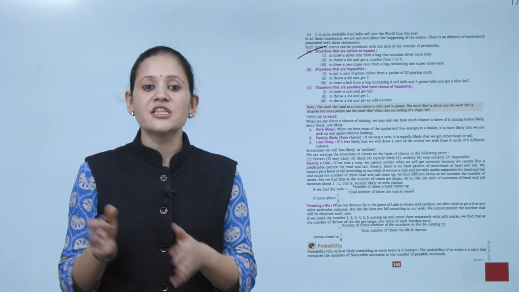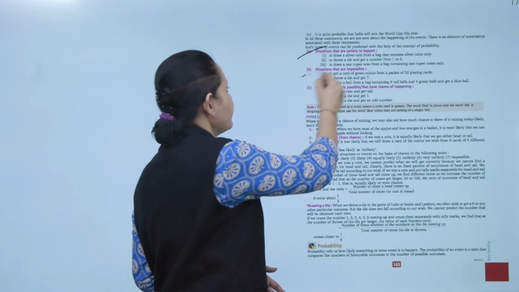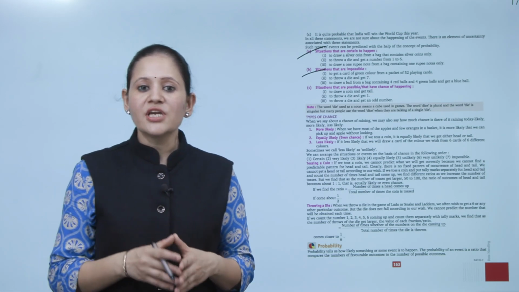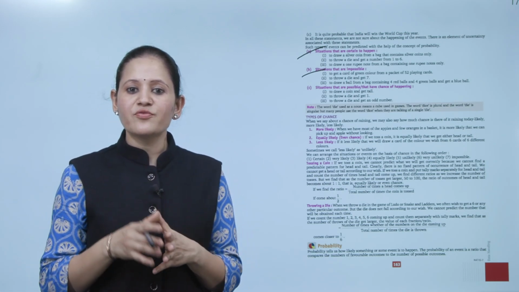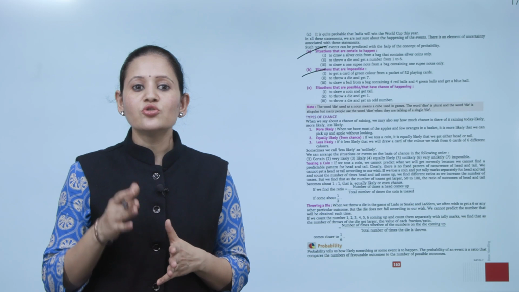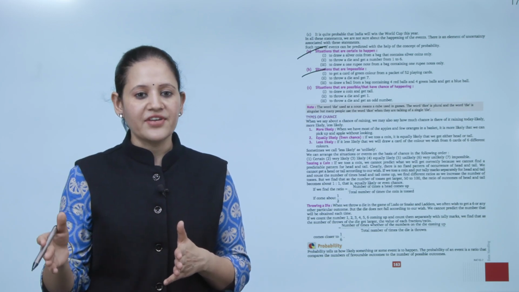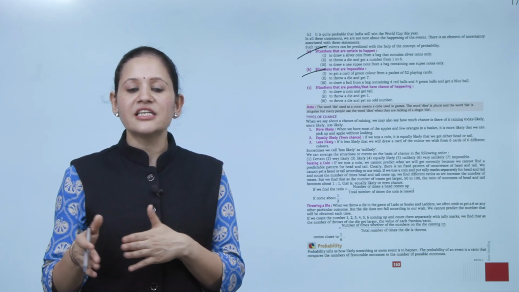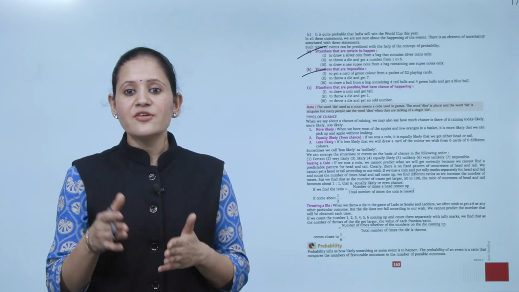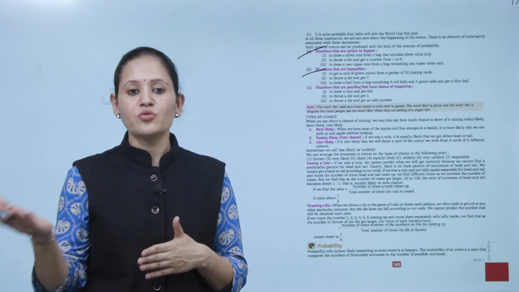Next is situations that are impossible. To get a card of green color from a packet of 52 playing cards. To throw a dice and get 7. To draw a ball from a bag containing 4 red balls and 4 green balls and get a blue ball.